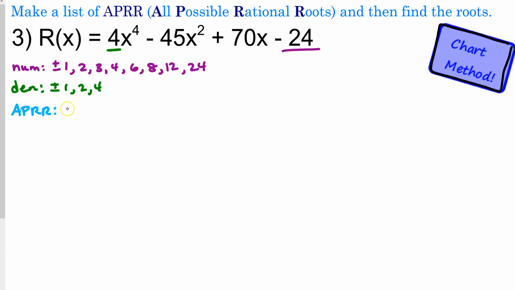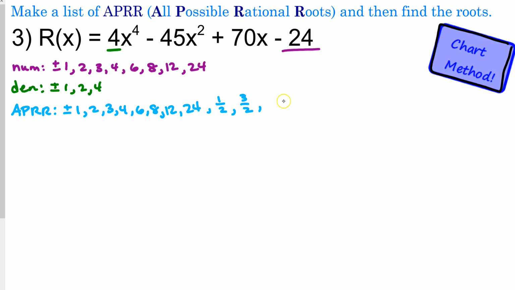First of all, the numerators over 1, then all the numerators over 2. So 1 over 2, 2 over 2, but that's just 1 and we have it. 3 over 2, 4 over 2, that's just 2 and we have it. 6 over 2 we have, 8 over 2 we have, 12 over 2 we have, and 24 over 2 we have. So we're done with 2.